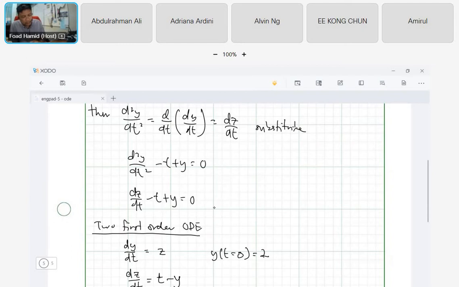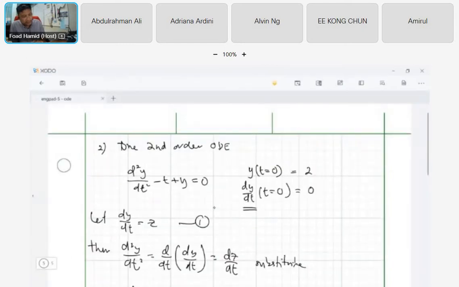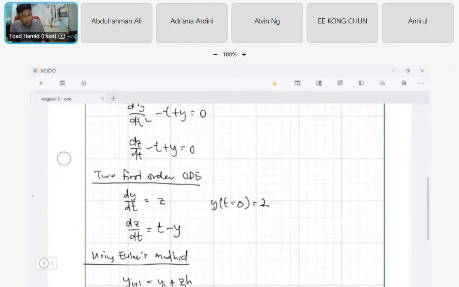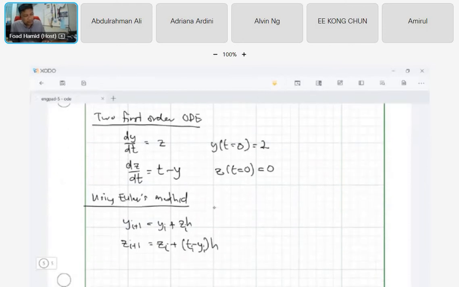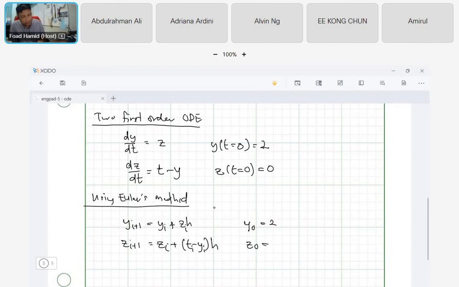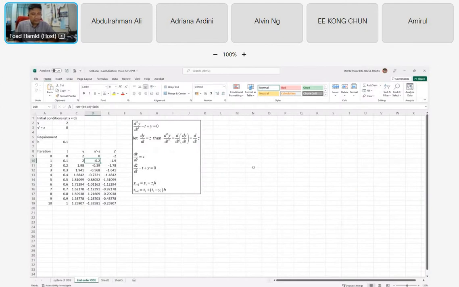And our second boundary condition is dy/dt, which is our z, at t equal to 0 equal to 0. So these are the boundary conditions. These are the equations. So we know that in this case, our y0 equal to 2 and our z0 equal to 0. So we can solve this. And of course, I have my Excel sheet here that I can share with you. And you can see that this is the solution. Okay, so this is our second order ODE.